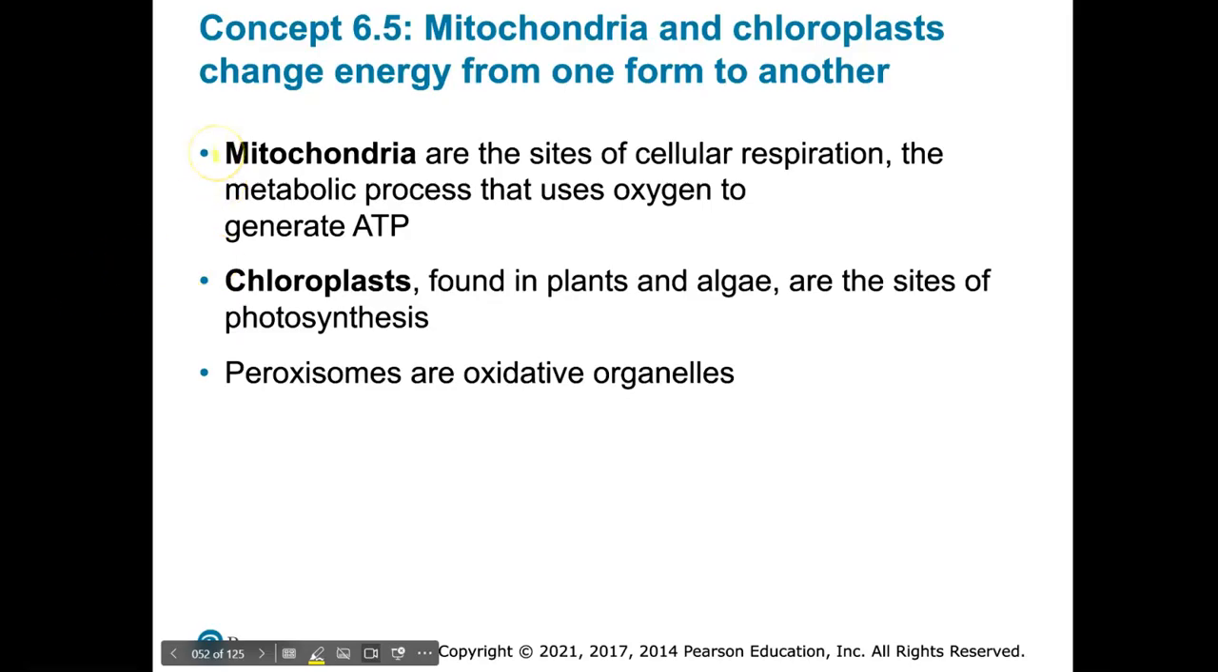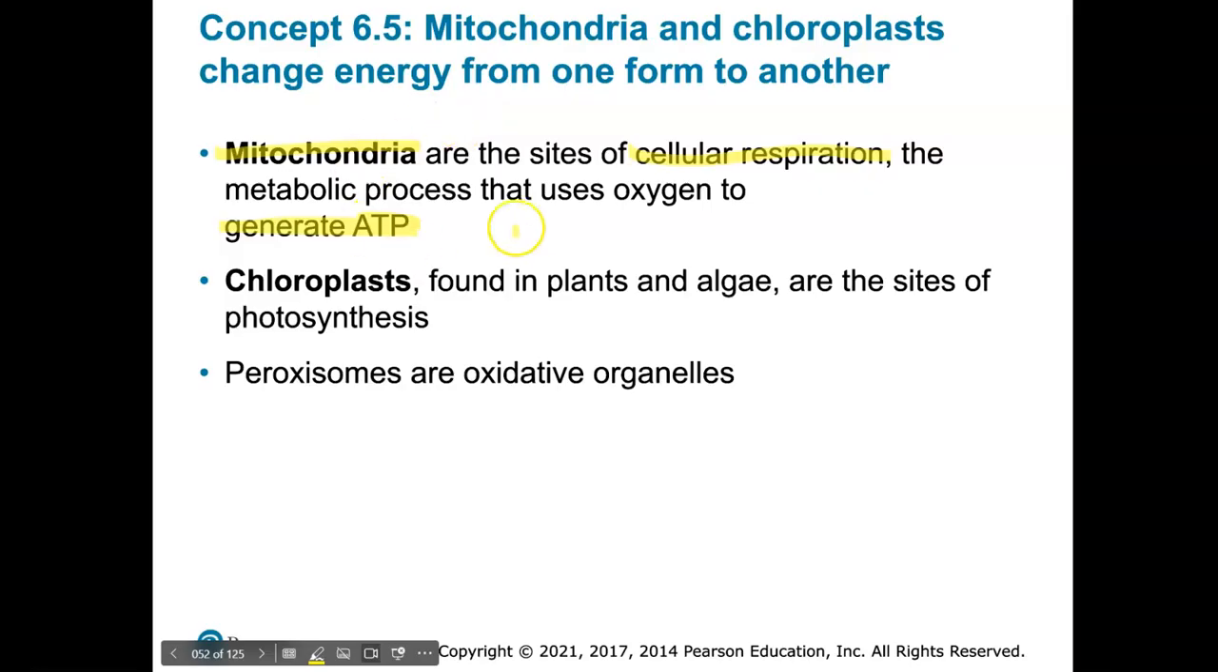Mitochondria are found in all eukaryotic cells. They are the site of cellular respiration, which is when oxygen and glucose react to form carbon dioxide and water. The substance that's generated as a byproduct of cellular respiration is ATP, adenosine triphosphate. And that is the molecule that our cells use for energy. So basically, mitochondria produce energy for the cell.